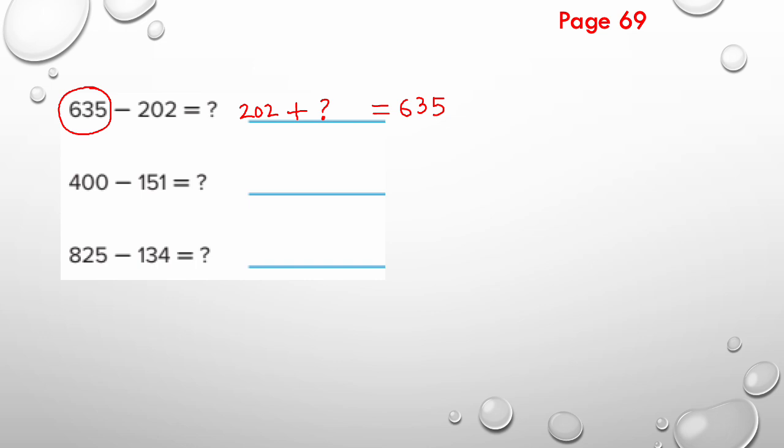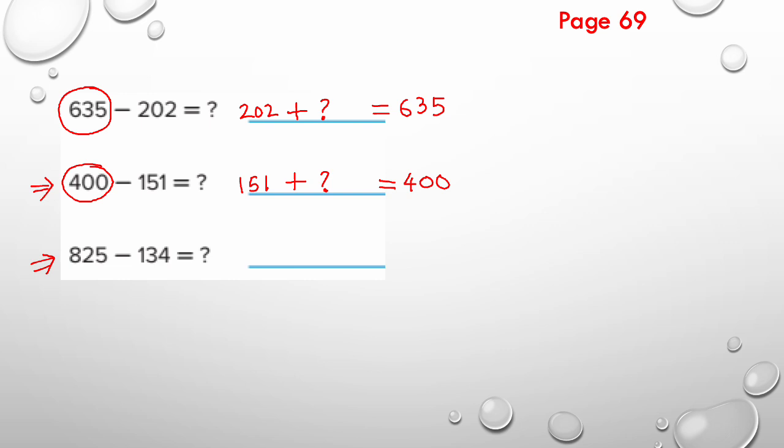Same way here, look, which is the biggest number in this subtraction equation. Look at question number 2. So 400, the first number, is the biggest one. Where will it go? This will be the answer for the addition equation. So this 400 will be the answer. Now the remaining two numbers will be 151 plus question mark. Now pause the video and find the addition equation for the third question.